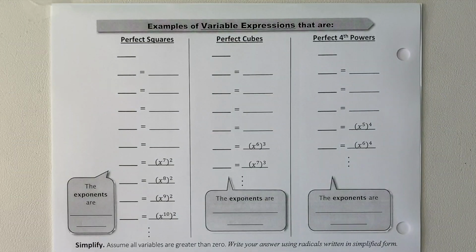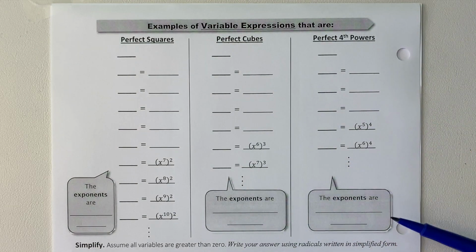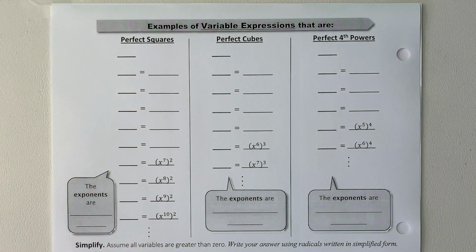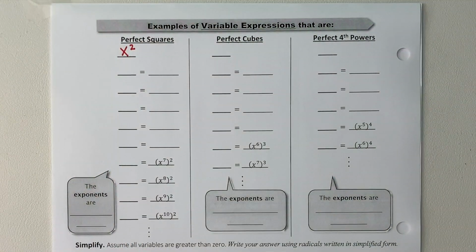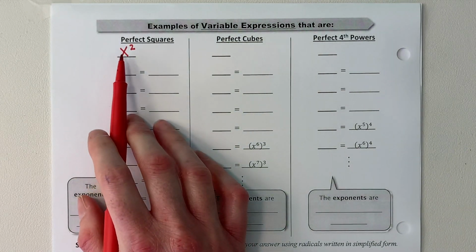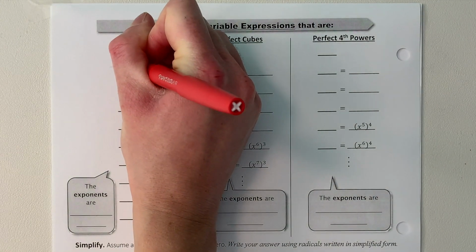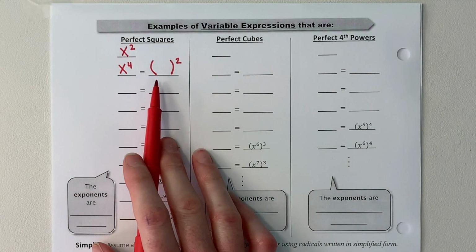On page 2, we made a list of numbers that were perfect squares, perfect cubes, and perfect 4th powers. Now we're going to write a similar list, but this list is going to be examples of variables that are perfect squares, cubes, and 4ths. So the most basic perfect square would be x squared. And again, a perfect square is any quantity that can be rewritten as some quantity squared. The next perfect square would be x to the 4th.